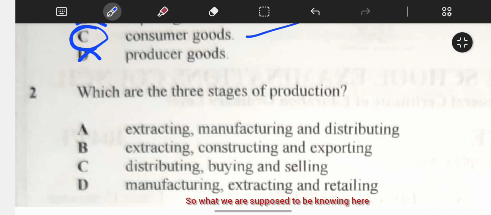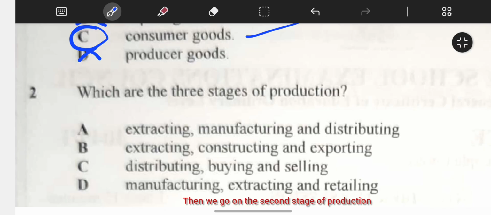So what we are supposed to know here is, on the first stage of production, which is primary production, what takes place? On the first stage of production, which is primary, it involves the extraction of raw materials and minerals from the ground. And the businesses in primary production are farming, fishing, etc. So the correct answer for the first stage of production is to start with extracting. So we've got A and B, which both start with extracting.